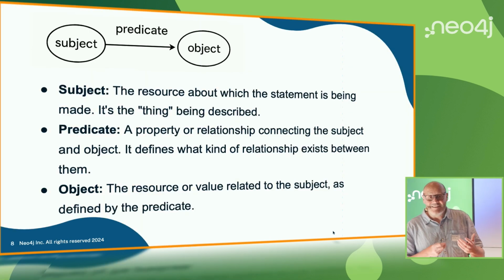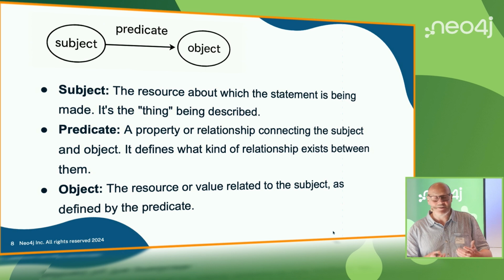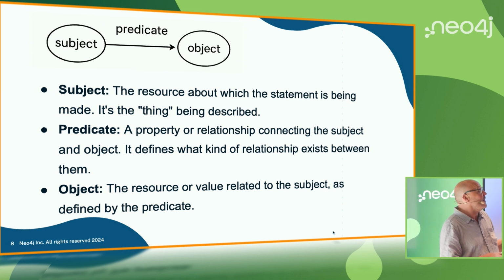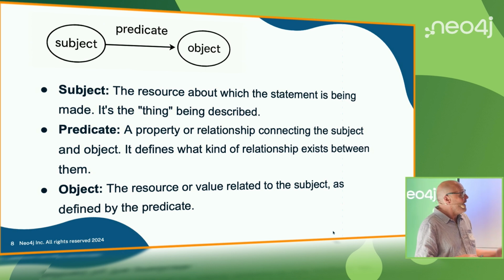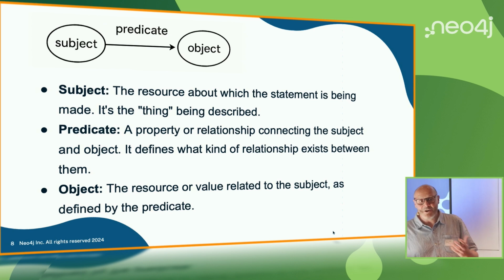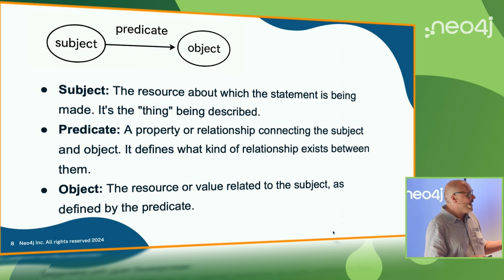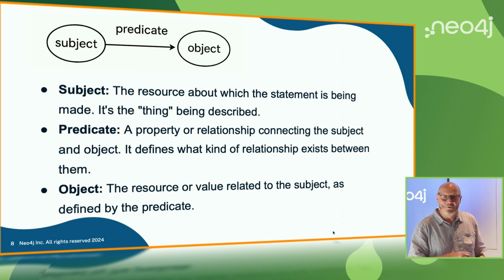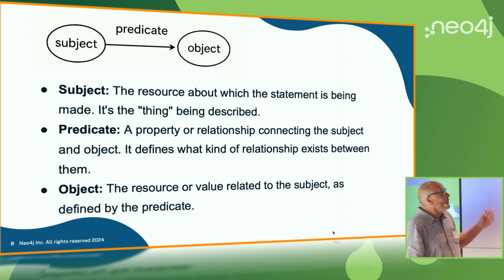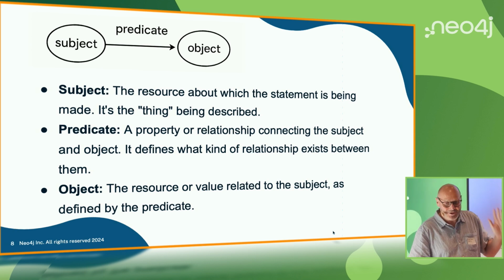The subject is the thing that we want to describe, some sort of statement about it. The predicate is a property or a relationship which is associated with that thing, and then the object is the resource or the value which is attributed to that thing. So, subject, predicate, object, things you just have to remember.